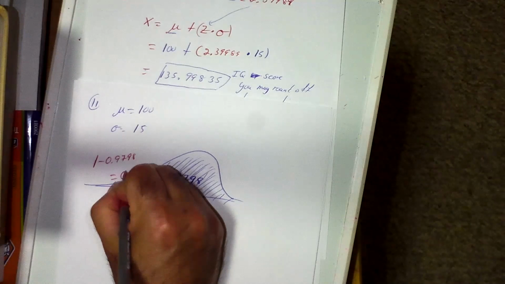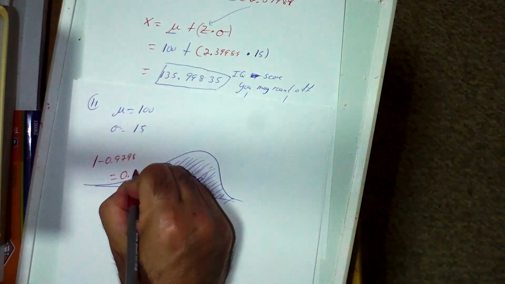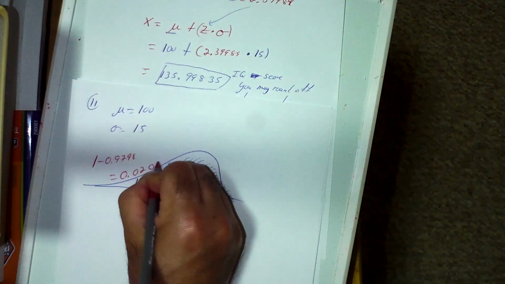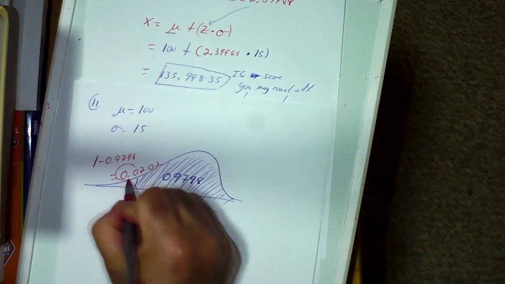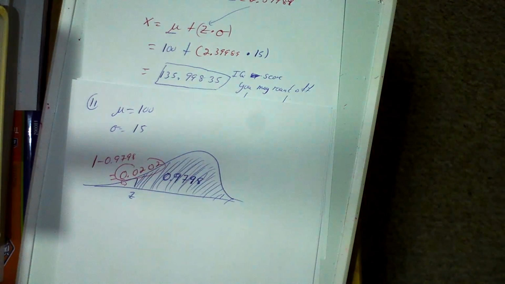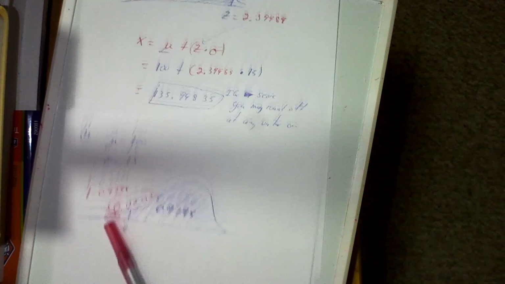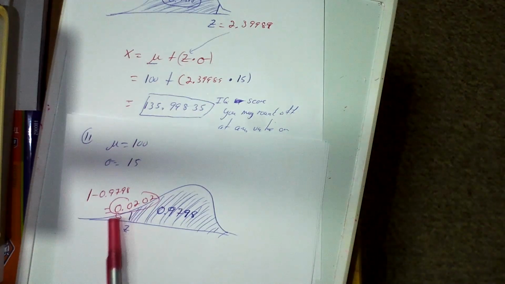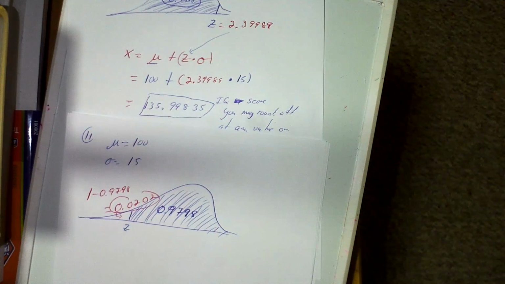And that gave me 0.0202. This is what we need. We need that gap right there. That's what we need to know in order for us to know what the Z number is. Right, so remember, when it's giving you the left, you just automatically enter that number in there. But if they give you the right side, you need to find out the left side. Otherwise, it's not gonna work.